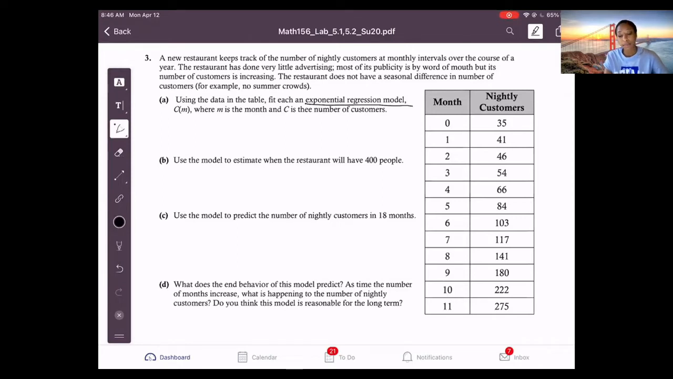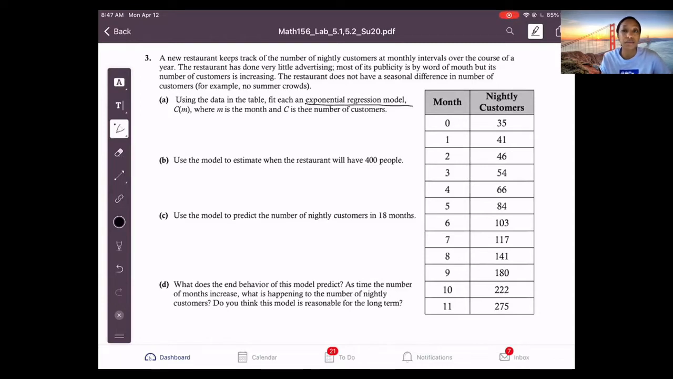And then we're going to use that model to estimate when the restaurant has 400 people, and then use the model to predict the number of nightly customers in 18 months. Okay, so from the table we see when they first started tracking this at month 0, there were about 35 customers. After 4 months, they went up to 66 customers. After 8 months, 141 customers. And after 11 months, 275 customers. So we want to come up with a regression model.